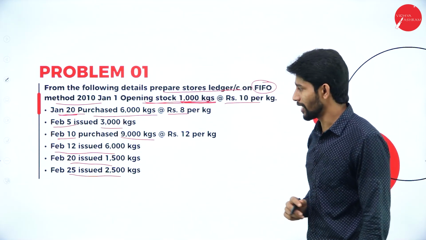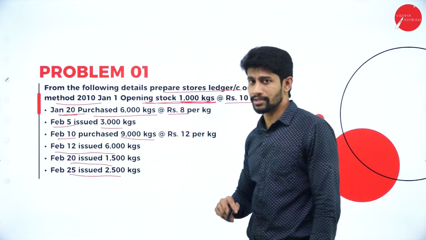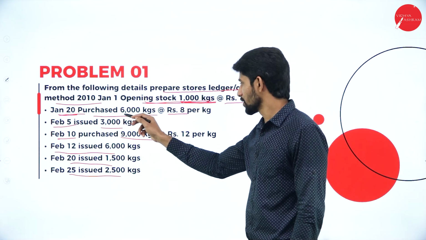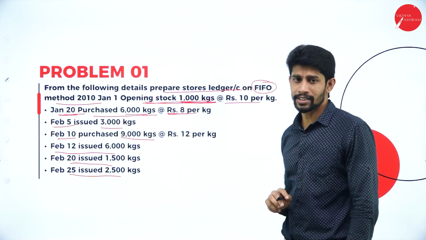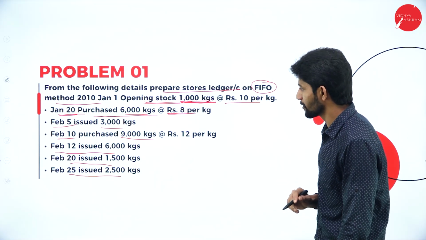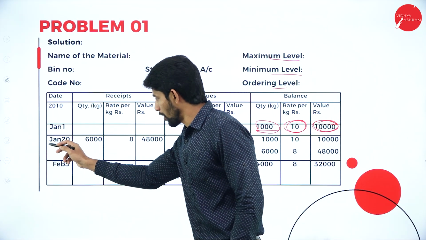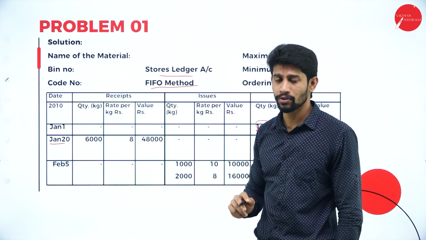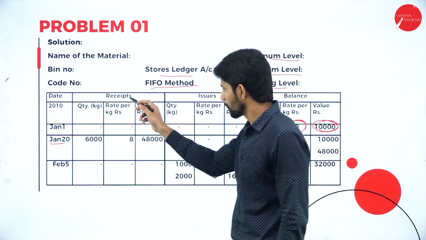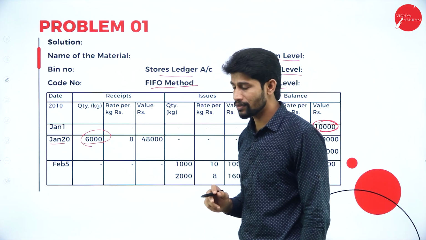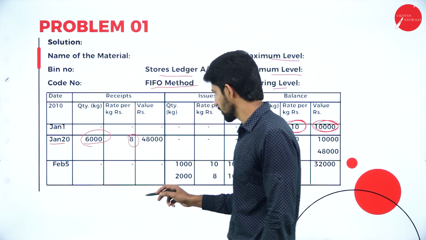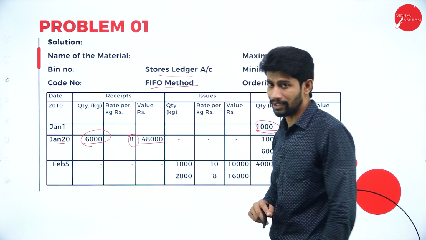So what is the entry on Jan 28th? It is purchase. Purchase of 6,000 kgs at 8 rupees per kg. So on Jan 20th, you are purchasing. So where you are supposed to show the entry? You are supposed to show the entry in receipt column. You are purchasing 6,000 kgs, 8 rupees per kg, and total value comes to 48,000.